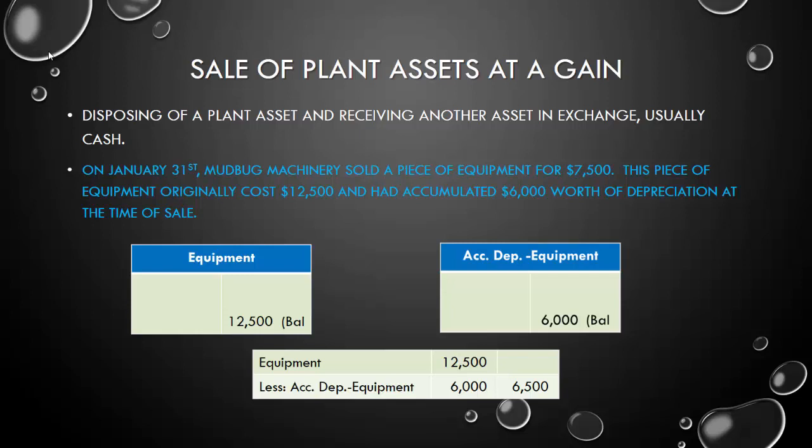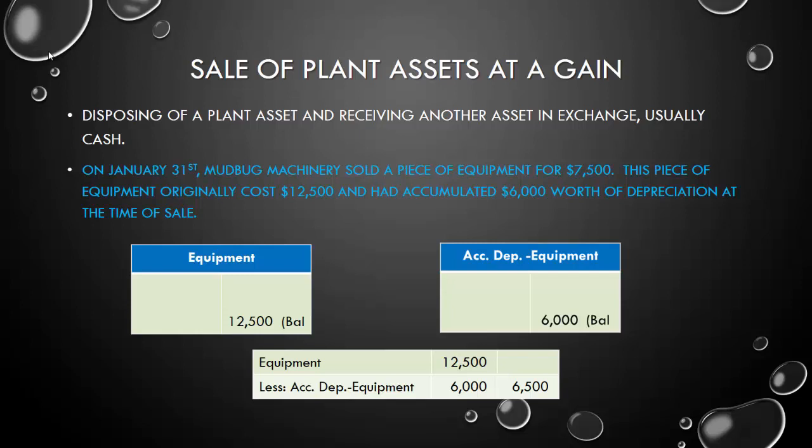Let's take another example here where we're selling it, but our sale price is not the same as what it's worth on our books. Like I said, it's unusual that your asset is going to be carried on your books for the same price that you could sell it for at its fair market value.